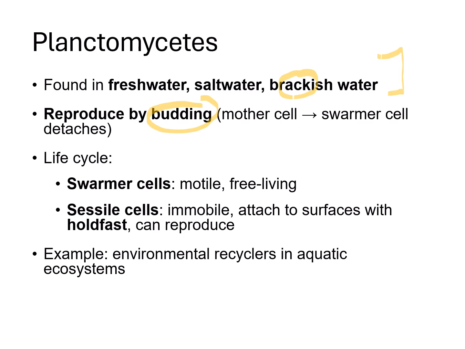And what happens in this case is there's going to be a mother cell that will produce a smaller swarmer cell that detaches from the mother cell eventually. The swarmer cells are going to be motile. They're going to be able to move around, they're free living, but the sessile cells, the original cells, will be immobile. These will attach to surfaces with a structure called the holdfast, and these cells can reproduce. Examples of planktomycetes include bacteria that can recycle different environmental compounds in these aquatic ecosystems.